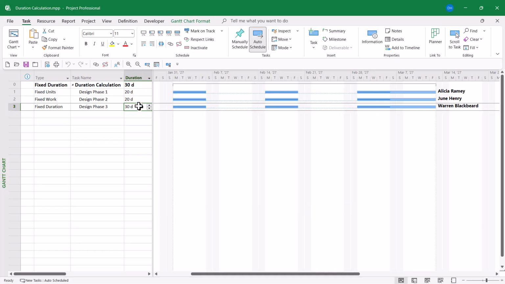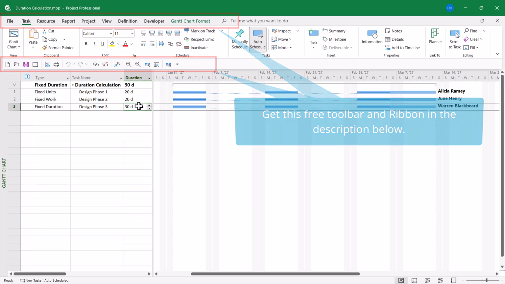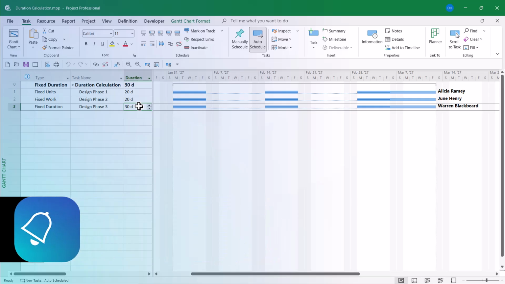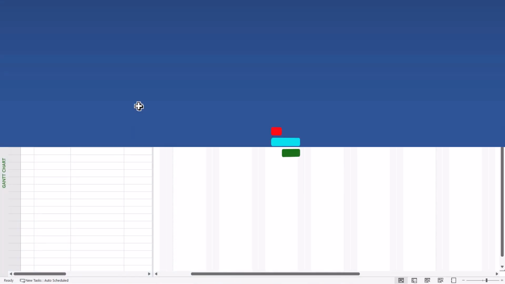I want to assure you, this is not a bug in Microsoft Project. This is a default feature of the behavior of tasks that are the fixed duration task type. So if you use fixed duration tasks and you add splits in your tasks, you're going to see odd-looking durations because the duration will include the split amounts.